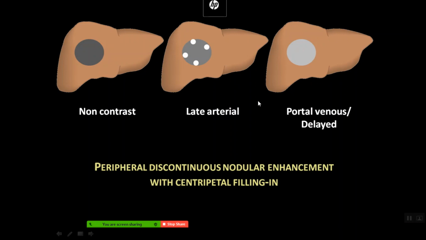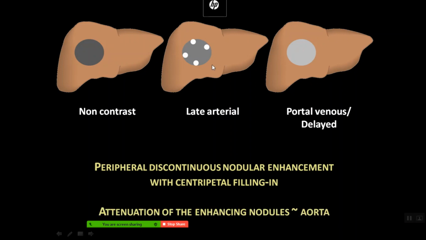And then on the delayed or portal venous phases, there's continuous filling in happening. But it may not fill completely by the 3-minute scan. If you take a 10-minute, you will see even more filling in. That may happen. But as long as you are seeing filling in, it's a classic hemangioma. Generally, the attenuation of the enhancement will match that of the aorta. So on late arterial it will look as bright as the aorta. On venous it will become slightly less bright, again similar to the aorta, delayed again less bright, but it will usually match the aorta. It's a vascular lesion, right?